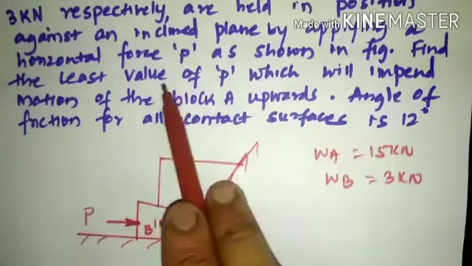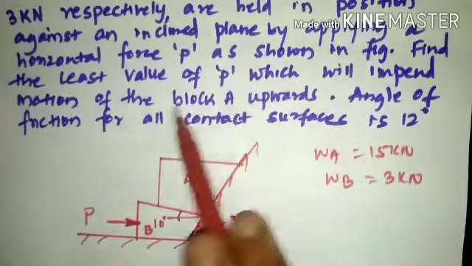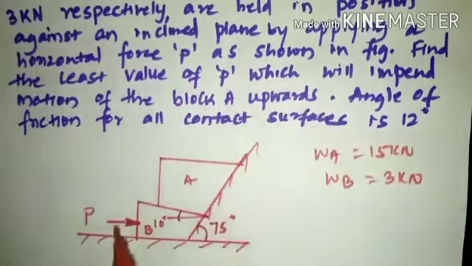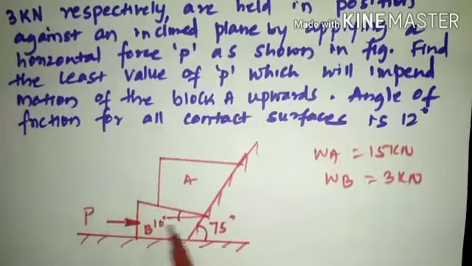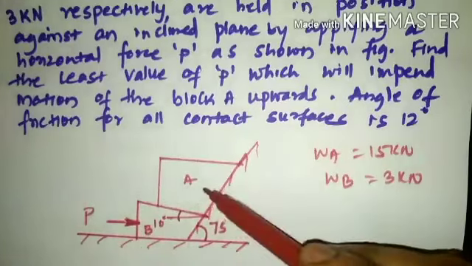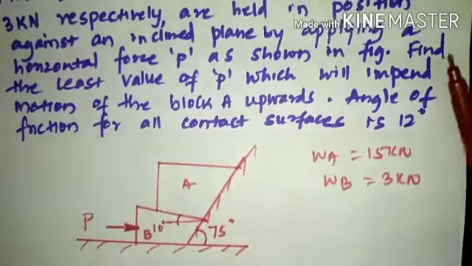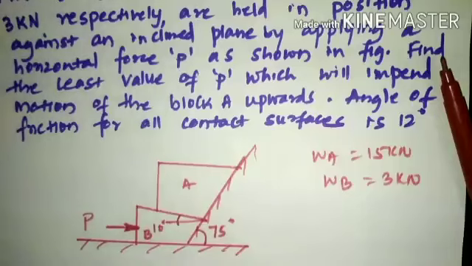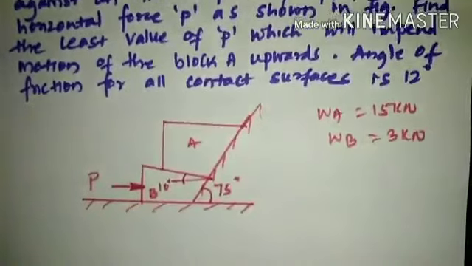So we need to find that particular horizontal force P, the least value of P, which will impede the motion of the block. What will happen here is, if we apply a force P, this block B will move inward and the resistance force will be towards the left-hand side. As this block moves inward, block A will move in the upward direction and the frictional force will be in the downward direction. Frictional force will always be opposite to the movement of the body.